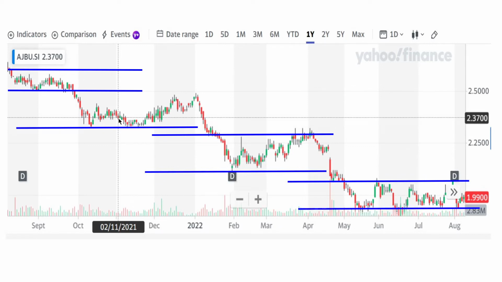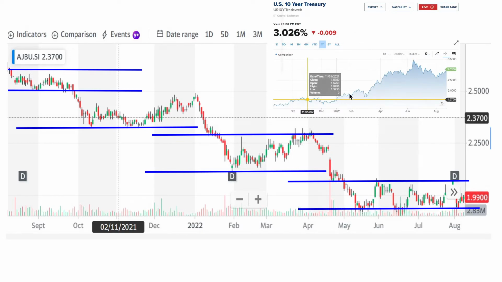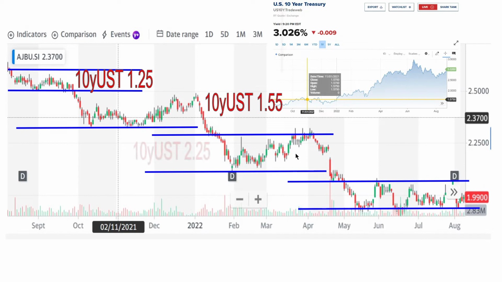You can see that each channel corresponds to a certain phenomenon, which is the US 10-year Treasury. Over here, it corresponds to a 10-year Treasury of 1.25. Over here, 1.55. Over here is 2.25, and over here is around 3%. So you can see that the movement of the Keppel DC REIT unit price is strongly correlated with the 10-year Treasuries, almost in lockstep movements. The correlation has been remarkable, which is not true for all REITs.